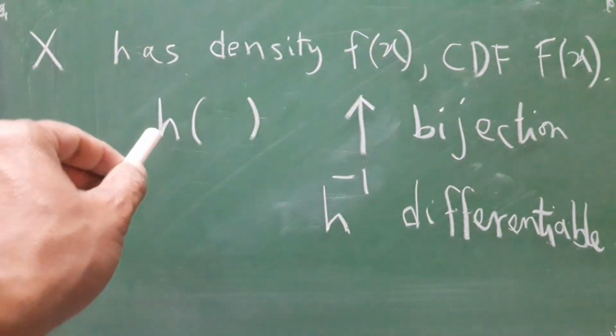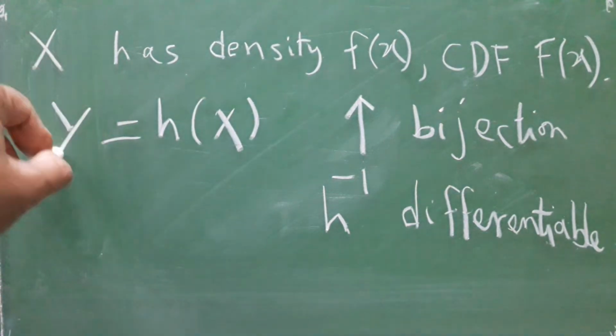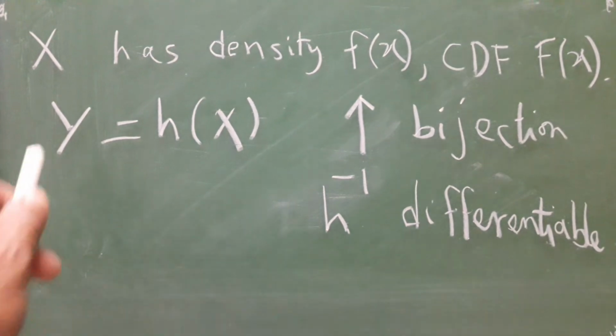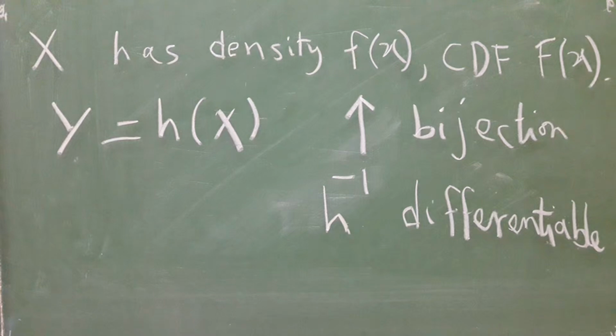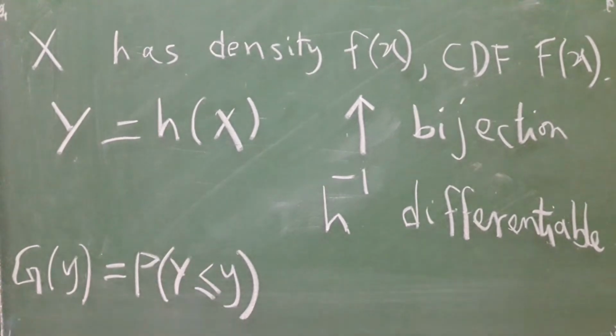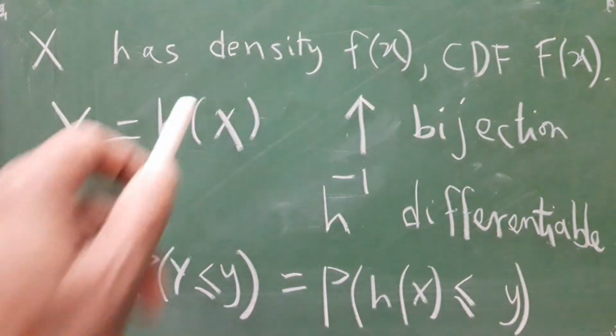Now we shall apply this h to that x and as a result get a new random variable y. We are interested in finding out the density of y. Of course, the natural way to start is to first construct a CDF, the CDF of y, because h is strictly increasing. That will be easy to do. Let's call it gy. So by definition it is probability y less than or equal to little y, which is probability h(x) less than or equal to y, because y is h(x).